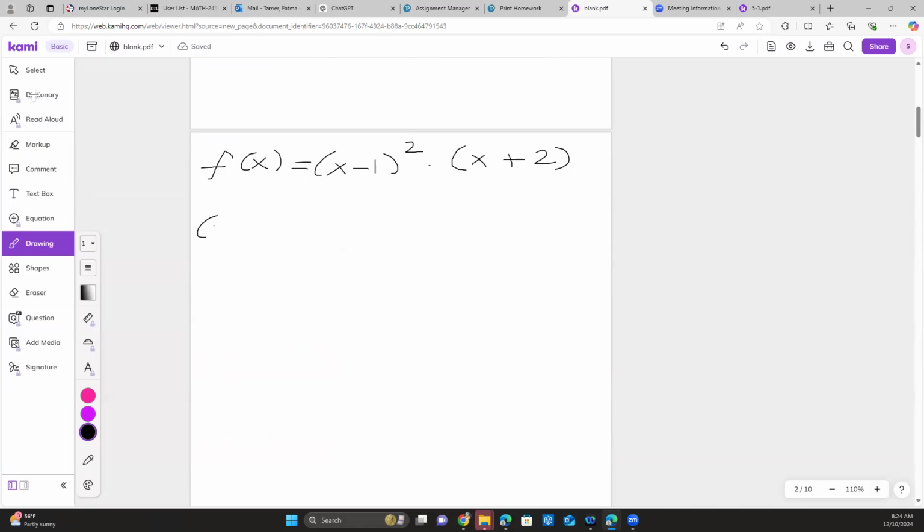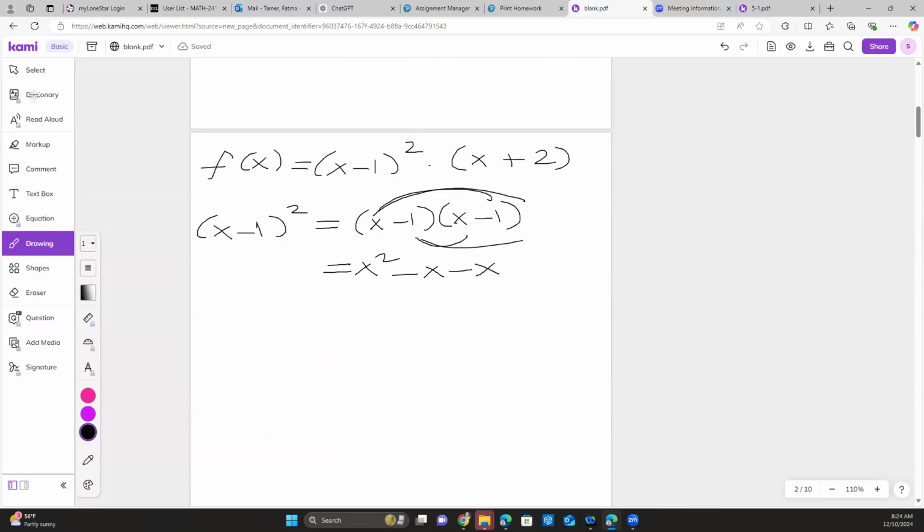Now, if we first expand (x - 1)^2, it means (x - 1) times (x - 1). And then when I multiply them, x times x is x squared, x times negative 1 is negative x, negative 1 times x is negative x, and negative 1 times negative 1 is positive 1. When I combine the like terms, this is what I am going to get when I expand (x - 1)^2.